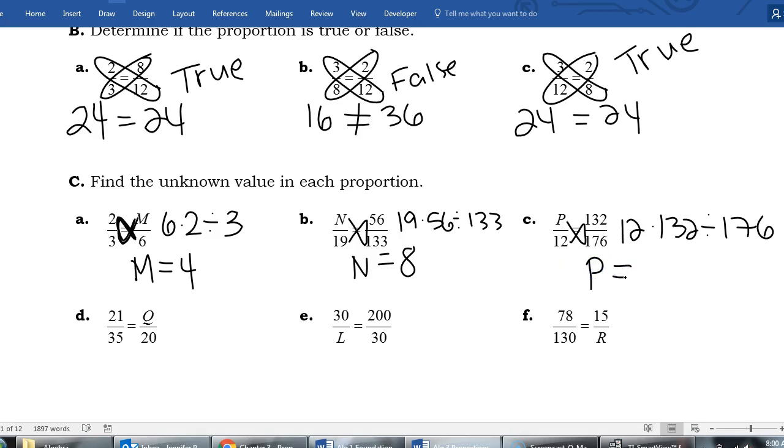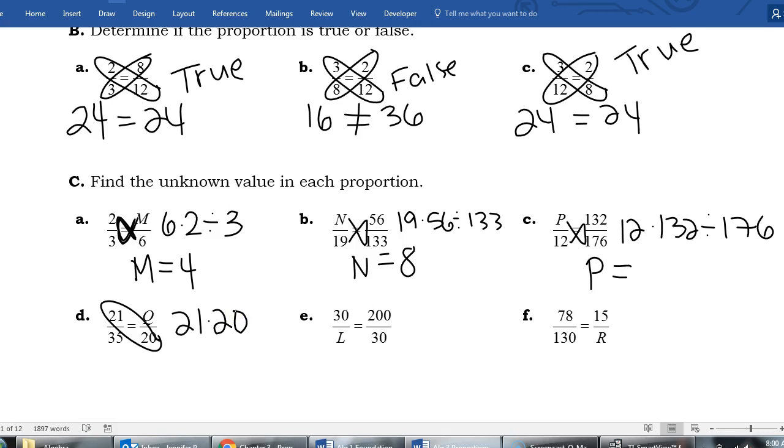For the bottom three, I'm going to use the cross products method, which is a little more similar to what I did on example B, but you would find the two numbers that you know diagonally. I can't really multiply 35 and Q. I don't know what Q is, but I can multiply 21 by 20. So what you're ultimately doing is the exact same thing as the problem before, but the representation to help you remember what the steps are just looks a little bit different.